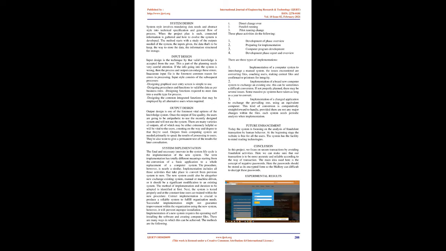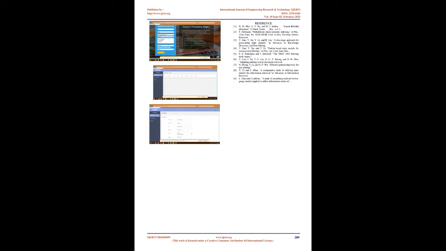Output design. Output design is one of the most important features of the information system. When the output is of poor quality, users will be reluctant to use the newly designed system and will not use it. There are many types of outputs, all of which may be either extremely helpful or vital to the users, depending on the way and degree to which they are used. Outputs from a computing system are needed primarily to communicate the results of processing to users. They are also used to provide a permanent record of the results for later consultation.